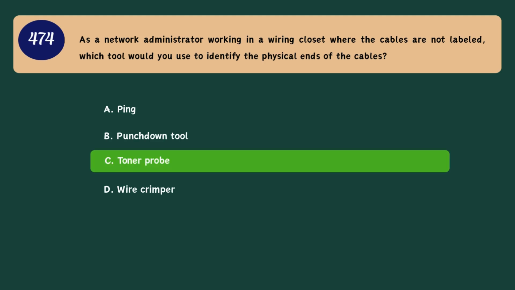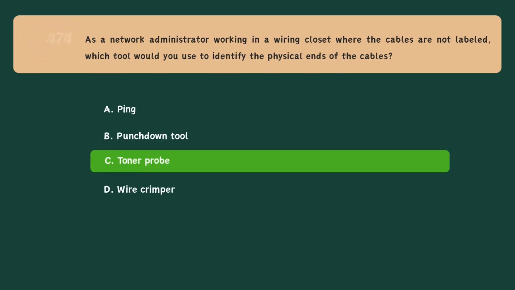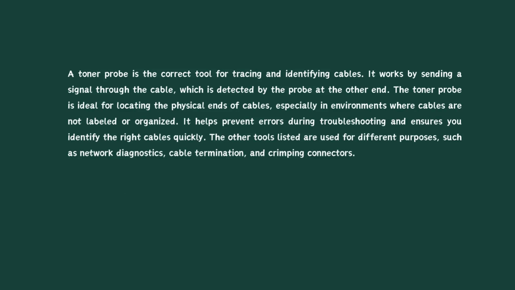Correct answer. C. Toner probe. A toner probe is the correct tool for tracing and identifying cables. It works by sending a signal through the cable, which is detected by the probe at the other end. The toner probe is ideal for locating the physical ends of cables, especially in environments where cables are not labeled or organized. It helps prevent errors during troubleshooting and ensures you identify the right cables quickly. The other tools listed are used for different purposes, such as network diagnostics, cable termination, and crimping connectors.